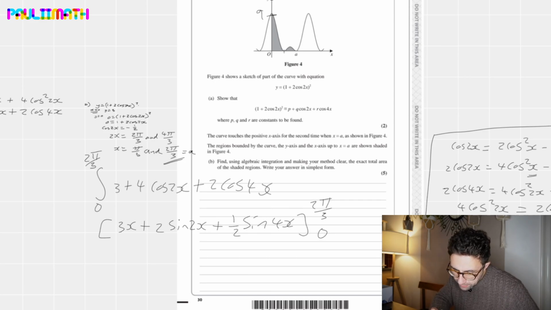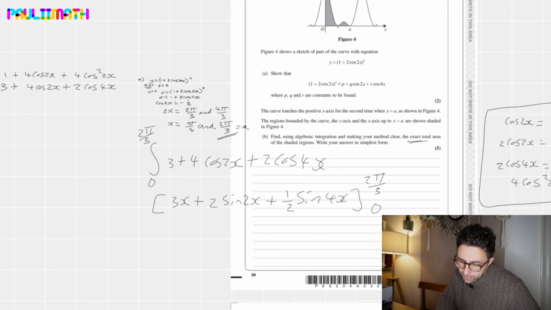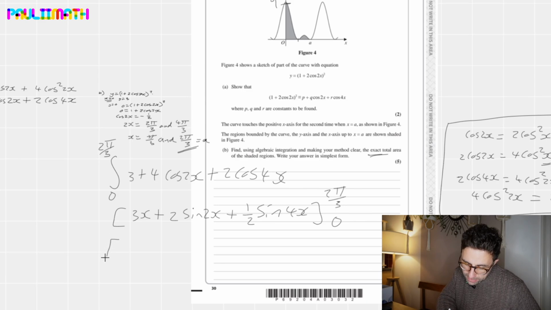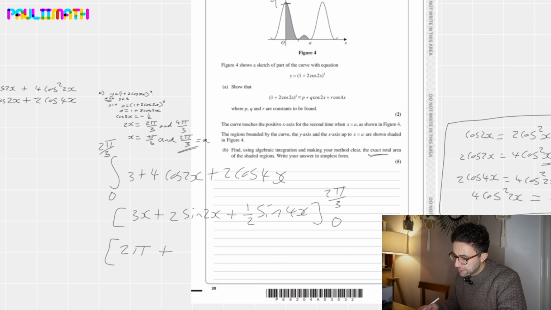Let me just read in case there's anything with exact values. The curve touches... Yeah. Find using algebraic integration the exact total area. So that's a kind of trigger, we can't really put it in our calculators. We've got to go manual. I'm quite keen on a bit of manual action, so let's do it. I'll slightly fast track it. 3 times 2 pi over 3 is 2 pi plus sine of 4 pi over 3.